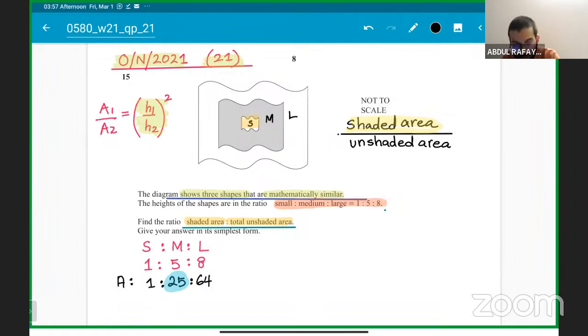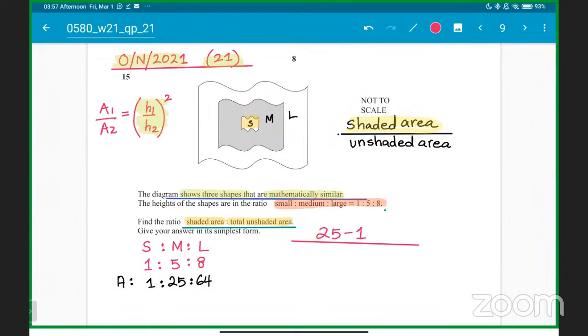Because the orange part is not shaded, your numerator will be 25, the total area of the medium, minus the small area, 25 minus 1, that is going to be the shaded area. Guys getting it? Let me know how many got the numerator. It will be medium minus the small.